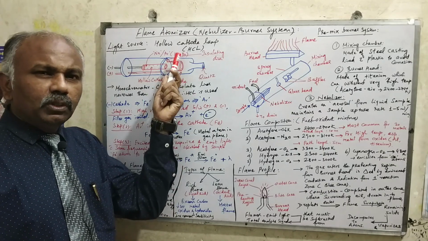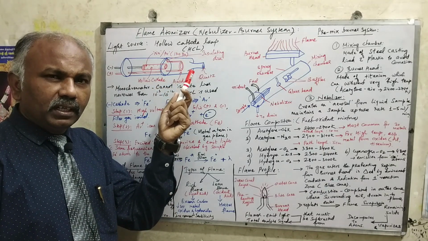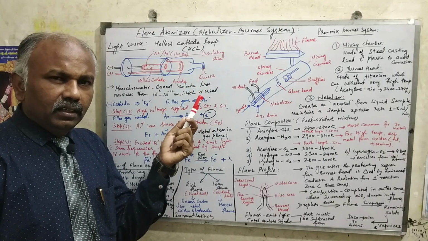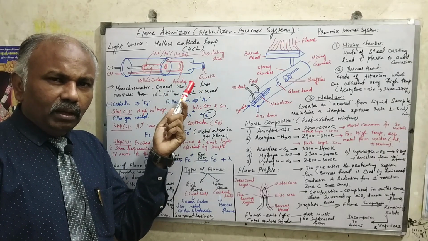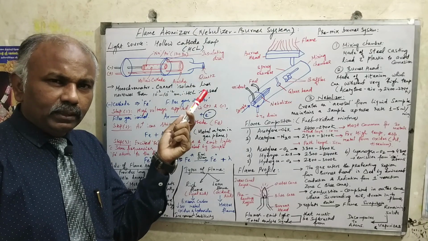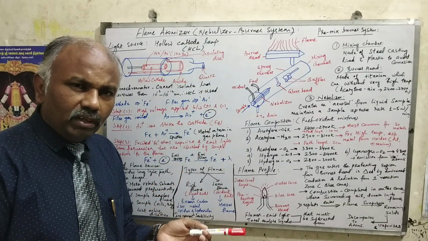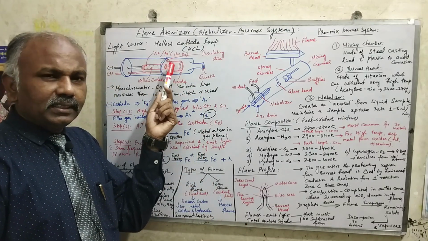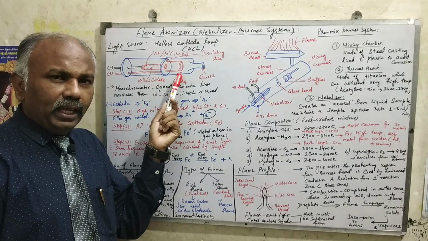When we talk about the flame atomizer, first of all we should know what light source is used. One of the important light sources used in atomic absorption spectrometry is the hollow cathode lamp, and the other one is the electrodeless discharge lamp. Today we are going to discuss the construction and working of the hollow cathode lamp.